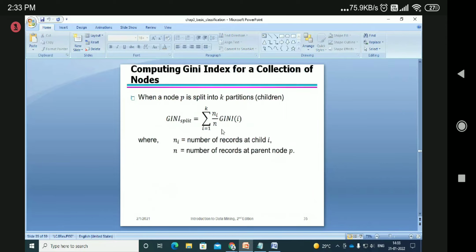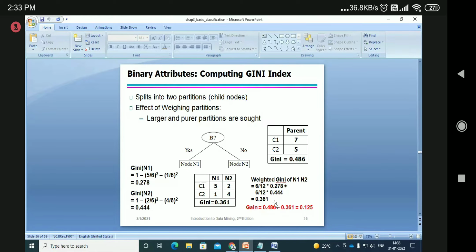We are interested in the weighted Gini index. So in order to get the weighted Gini index, you have to multiply it by Ni by N. Ni is the number of records at that particular child node, and N is the number of records present at the parent node. So how many instances are present at the child node N1? 6, and the parent node has a total of 12 instances. So 6 by 12 multiplied by this, plus the number of instances at the node N2, again 4 plus 2, that is 6 by 12, into the Gini of the node N2, and you will get this value.